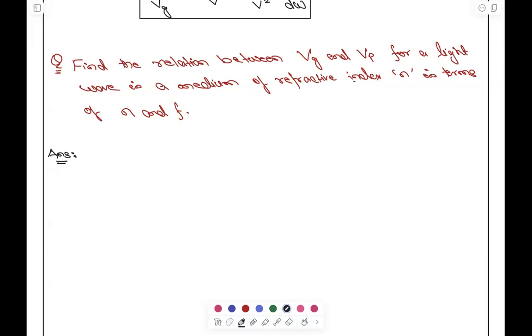Everyone knows now that the velocity of light in a medium is given by c by n, and c is nothing but lambda into frequency. Sometimes we write lambda naught and f naught to represent the wavelength and frequency in free space or vacuum. That is the c, na?